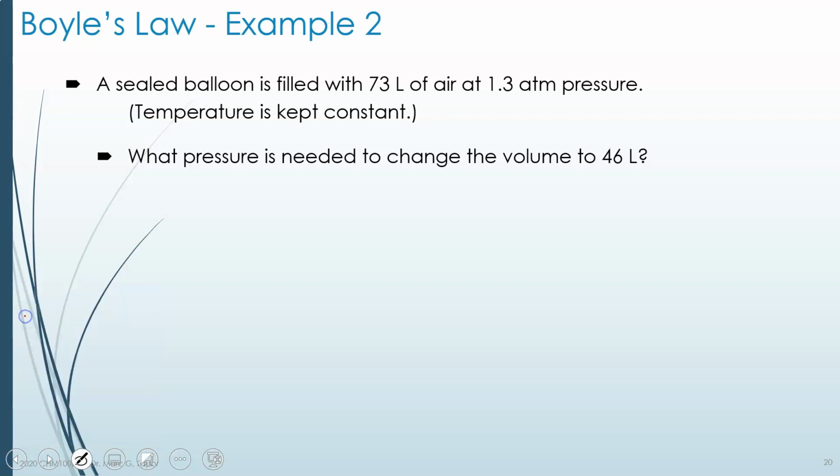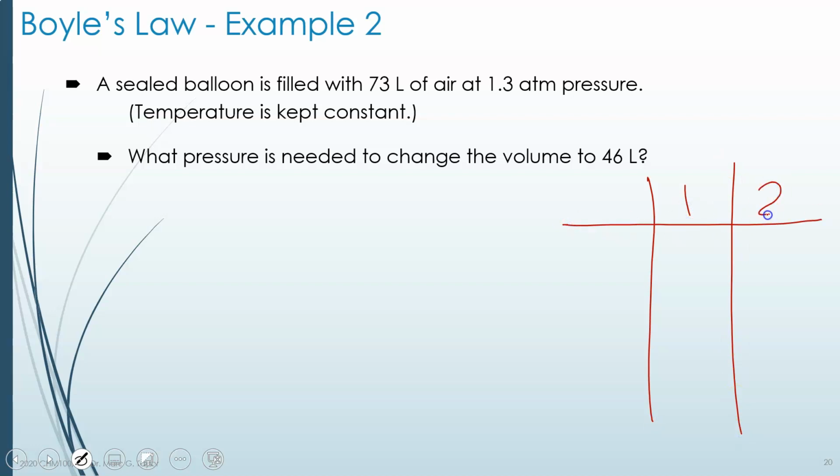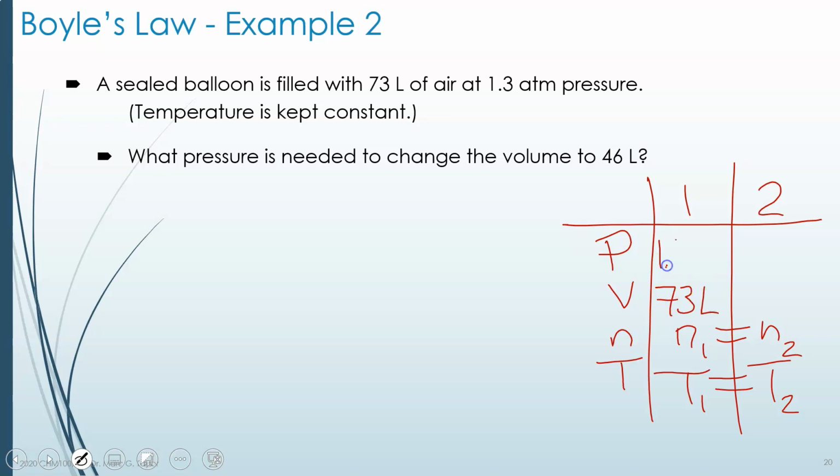Well, again, if we want to keep track of our parameters, we have our initial conditions, our final conditions, P, V, N, and T. We're told it's sealed. That means N1 equals N2. We're told the temperature is controlled. It's not changing. So T1 equals T2. So we've got an initial volume of 73 liters. We've got an initial pressure of 1.3 atmospheres. And we're changing the volume to 46 liters. So P2 is our unknown.